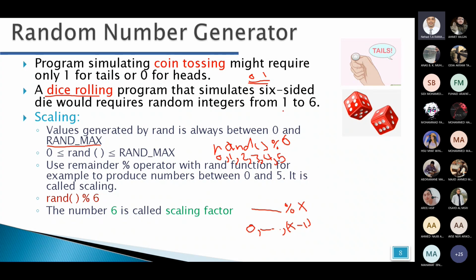But look here, in this example, dice rolling, I need a number from 1 to 6. What to do? Only plus 1. So random mod 6 plus 1 means the minimum value will not be 0 this time, but 1, and the maximum value will be 6. So in this case, I will get a random number from 1 to 6. Like this, I can get a random value in a specific range to simulate any situation.